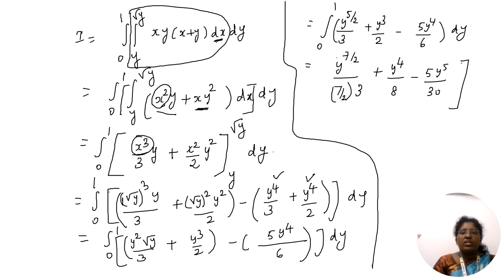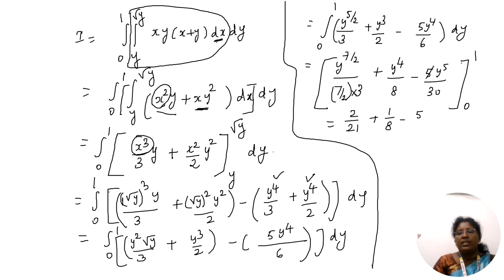Now apply the limit. What is the limit here? Limit varies from 0 to 1. So first we'll replace the upper limit. So the first term becomes, replace y by 1 now. So 1 power 7 by 2 becomes 1. 1 power anything is 1 only, right? So here we are getting 7 by 2 into 3. So this 2 will go to numerator. So we'll be getting 2 by 21. Then y power 4, replace y by 1. So we'll be getting 1 by 8. Here replace y by 1. So we are getting minus 5 by 30.